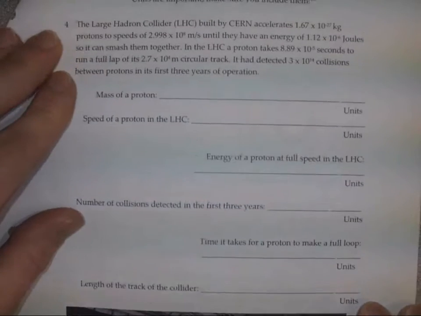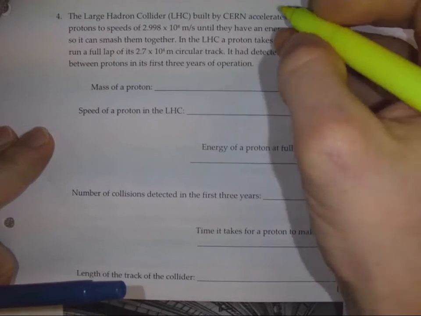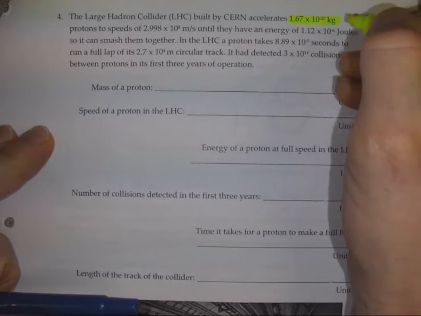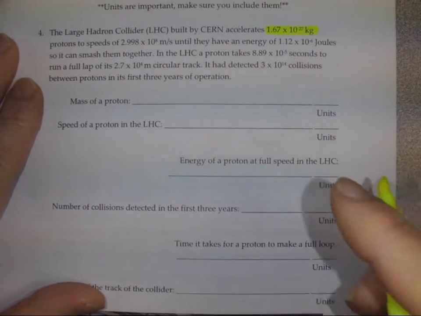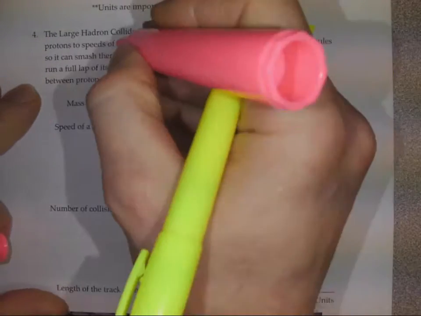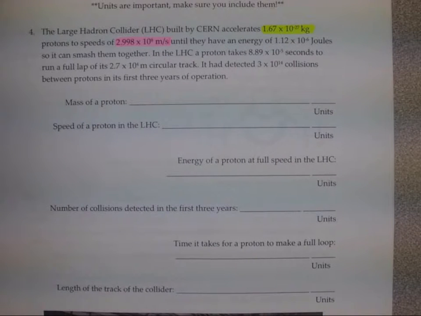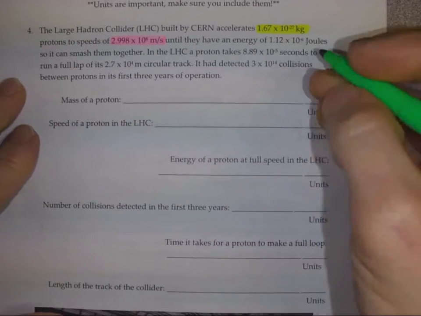All right, moving on. Oh, the Large Hadron Collider. Oh, another gross wall of text. It accelerates protons, and the protons have a mass, and that mass is, well, it turns out very, very, very small. And the speed it accelerates protons to is 2.998 times 10 to the positive 8 meters per second, which is almost the speed of light. I can't remember how many nines, but it's something like 99.99 something percent of the speed of light.